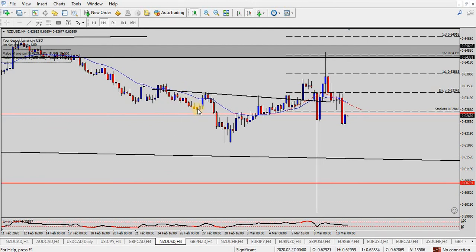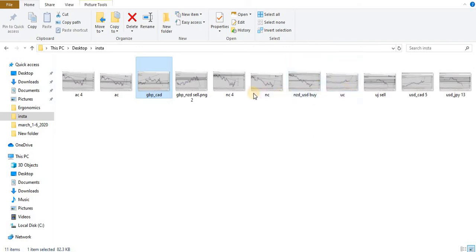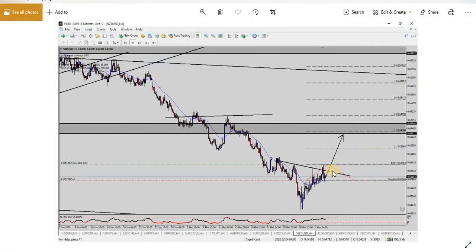From here to here to here would be the left shoulder. From here to here to right here would be the head, and from right here to right here to right there would have been the right shoulder. So I was playing the break of this high right here with my stops behind this swing. Let me show, hopefully I got the entry on this one. So here's the entry on NZD USD. I was playing the break of that high, stops behind that swing.